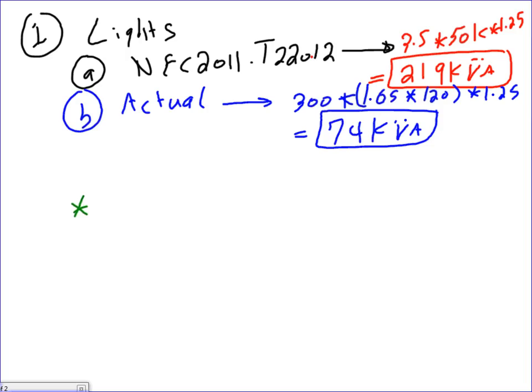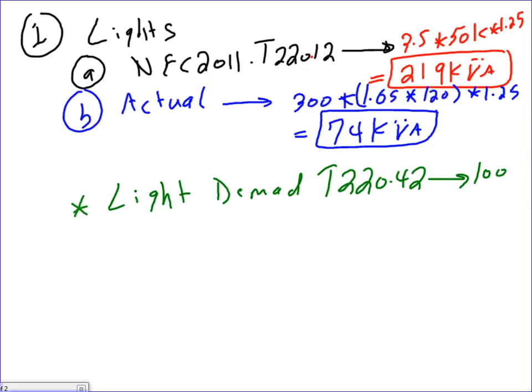Lighting demand. The lighting demand, guys, from table 220.42, is 100%. I don't need to derate anything, meaning I just don't need to derate anything.